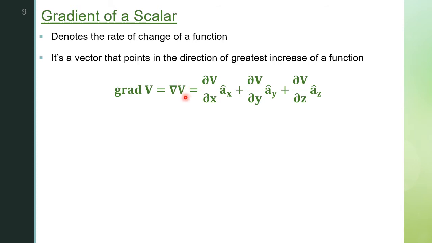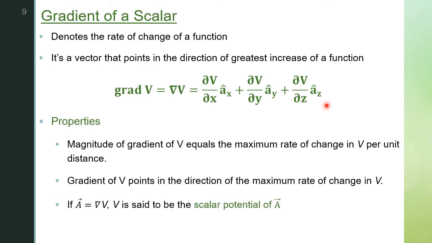V is a scalar quantity. So we'll take the derivative along each direction. In Cartesian coordinate system, it is given by dou V by dou x, Ax cap, plus dou V by dou y, Ay cap, plus dou V by dou z, Az cap. So when you observe the answer, it is also a vector quantity.